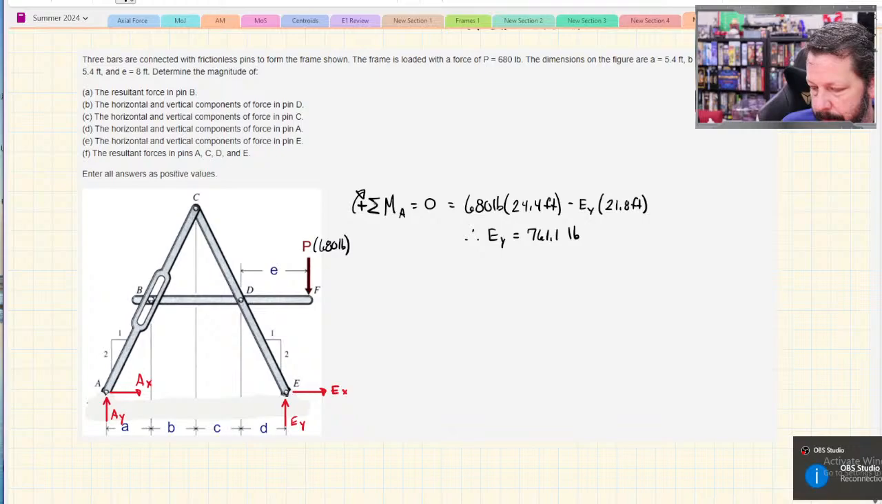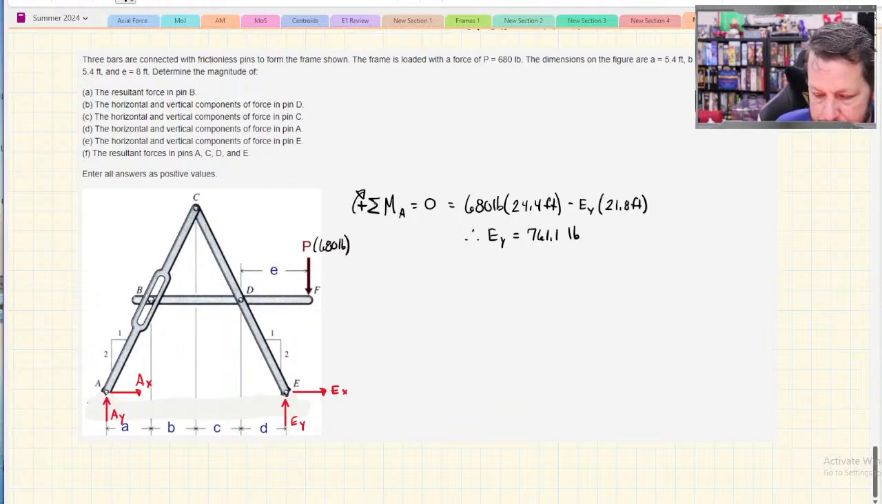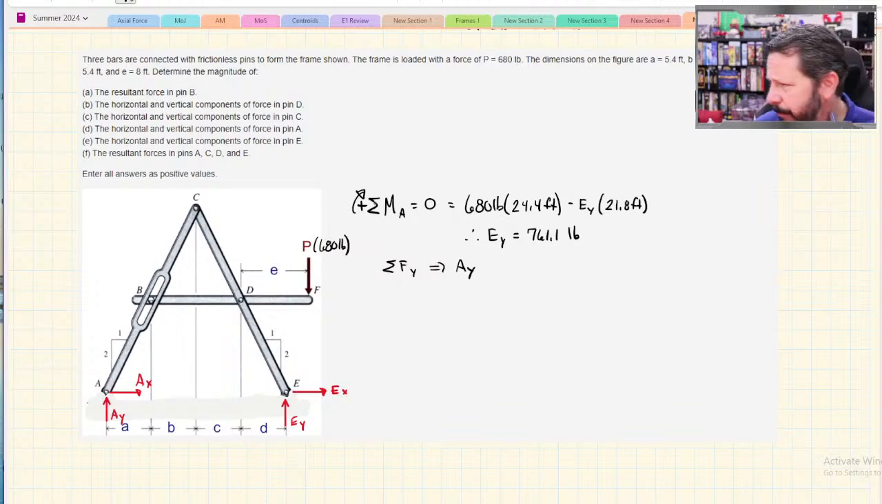Keep getting little disconnects. It's starting to thunder, so I don't know. It could go out. So then we could do summation of forces in the y direction, and that'll give us a value for AY. So you could go and get AY and EY if you thought you needed those, or maybe the problem actually needs you to solve those. But if you spent a couple of seconds looking at what the problem's asking for, you might not even need AY and EY, depending on what's being asked.